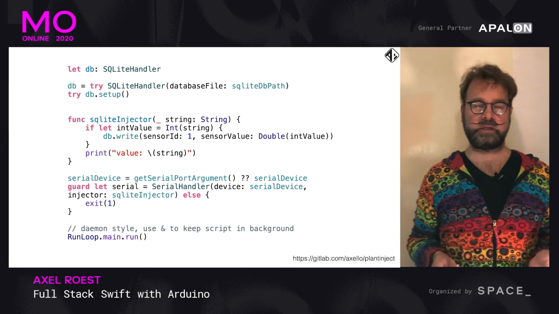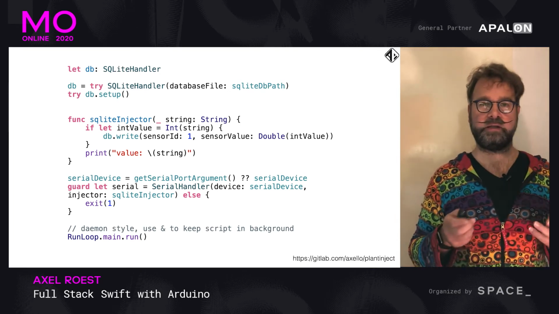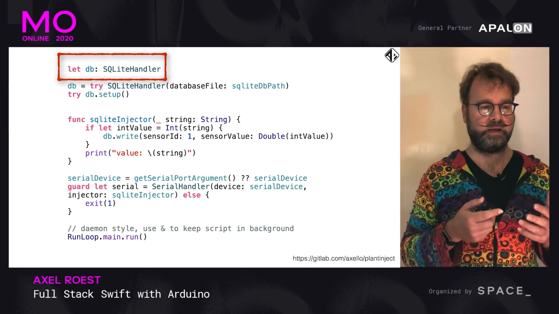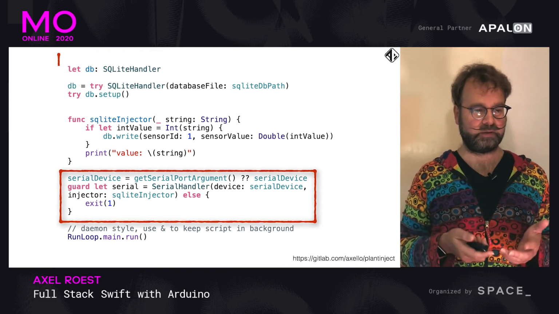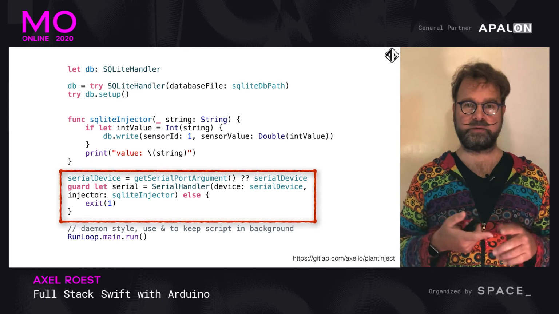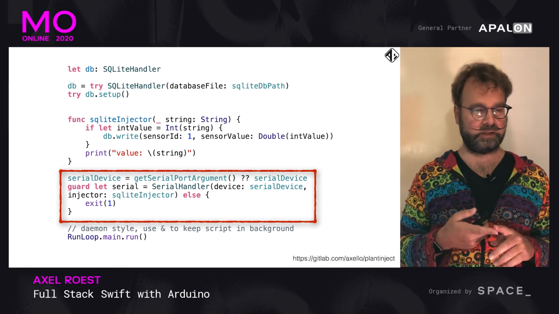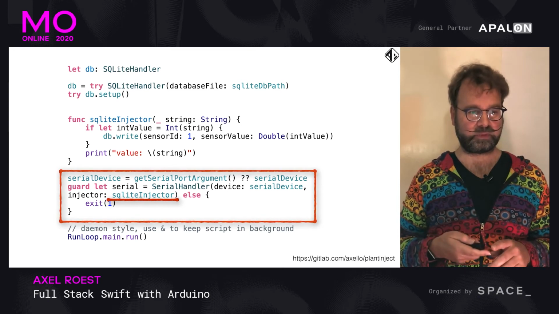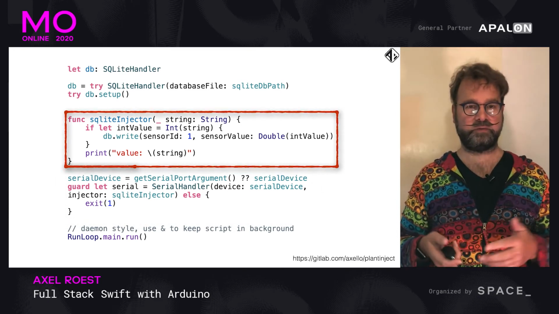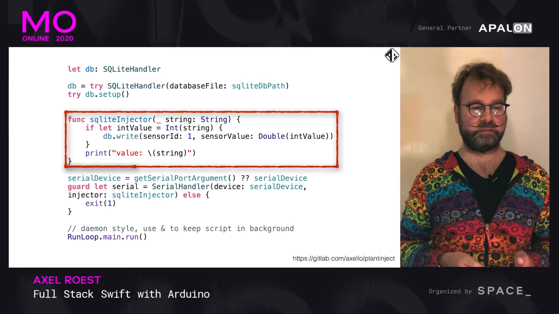So I start a little Swift program and I create an SQLite handler and I create a serial handler. So the serial handler gets the serial port and then uses an SQLite injector to call the routine which inserts the packet received into the database.